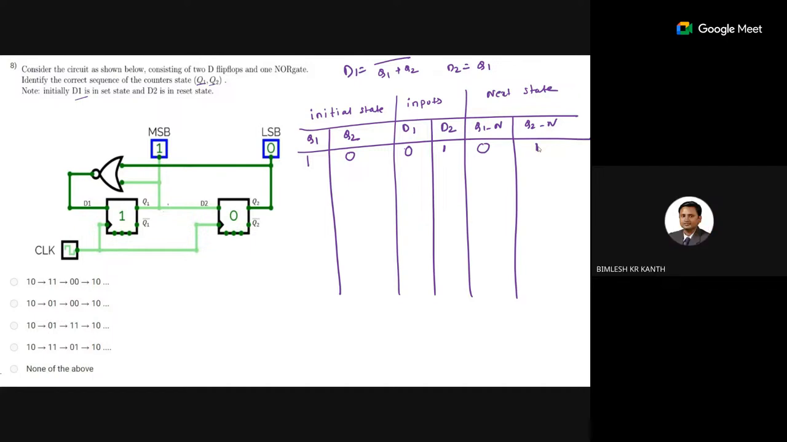From the D flip flop table, the D flip flop copies whatever the input is on the next clock cycle. If D1 is 0, it will be copied, so Q1 next will be 0, whatever the D1. And whatever the D2, it will be copied.